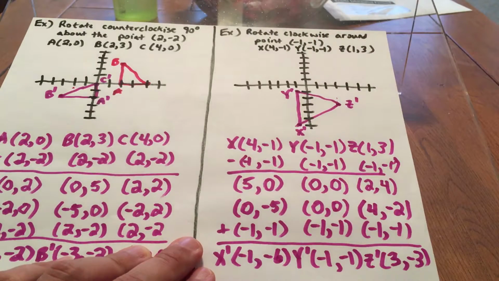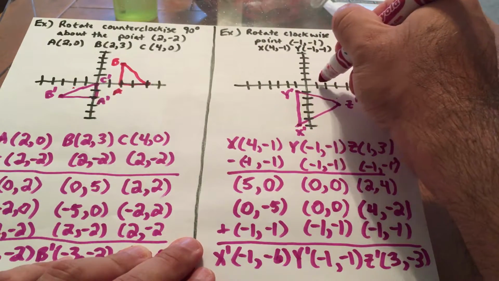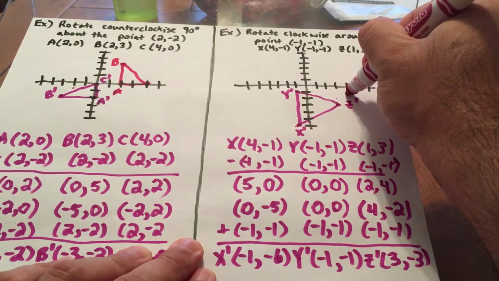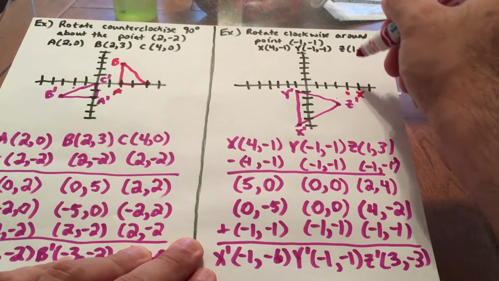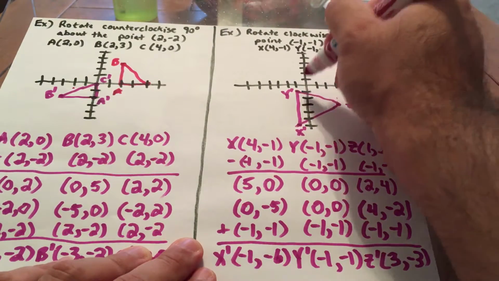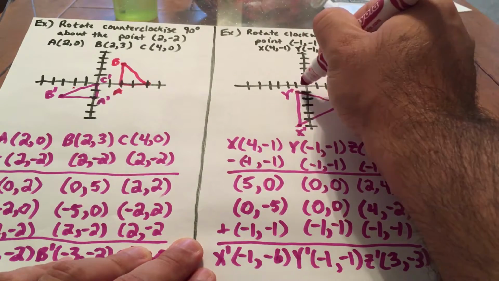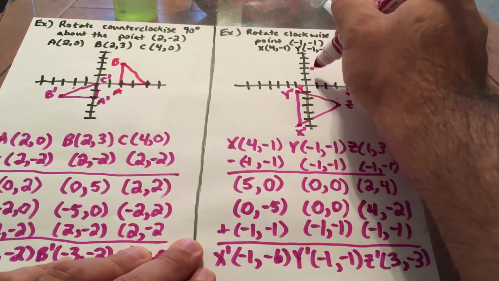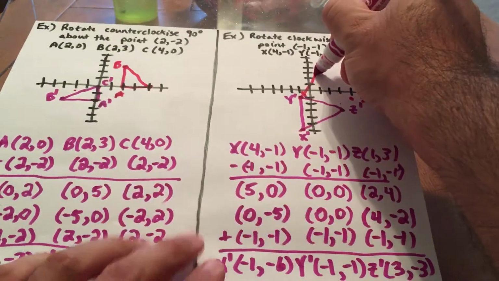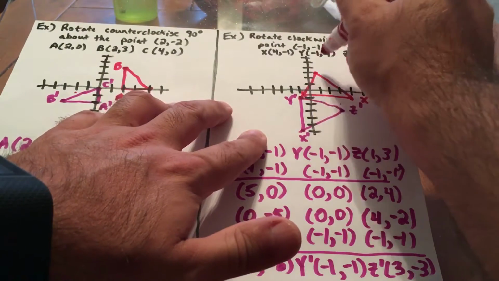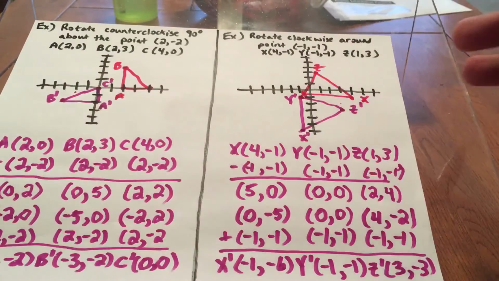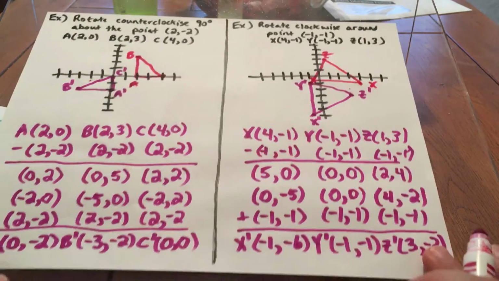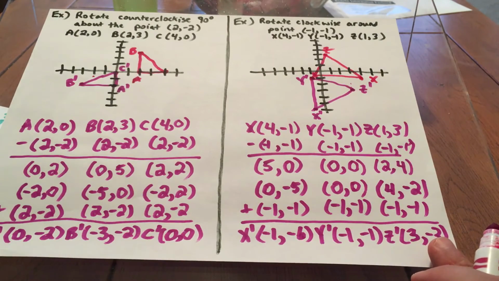Now if you want to compare that to the original image, we can plot the original points. Over 4, down 1. That's X. Negative 1, there's Y. And then over 1, up 3 is right here. And here is our original image, X, Y, Z. We rotated clockwise around the point negative 1, negative 1, 90 degrees. Okay? So if you have any questions about that, bring it to class.